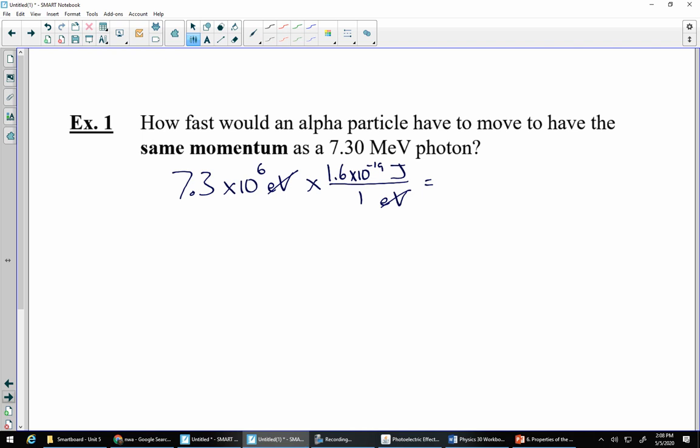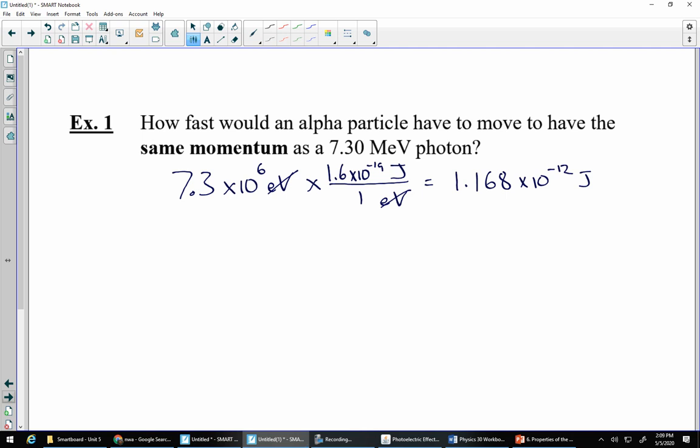Good, good, good. And hopefully we all agree that we are getting 1.168 times 10 to the negative 12 joules. That's a very high energy photon, actually. Very high energy. Cool. So now that we've got that, there's a couple different ways that we could solve for this. We could go through and solve for the momentum of that photon.